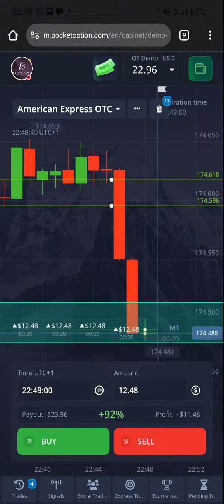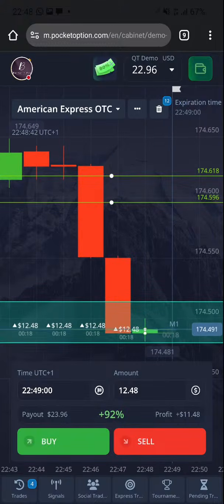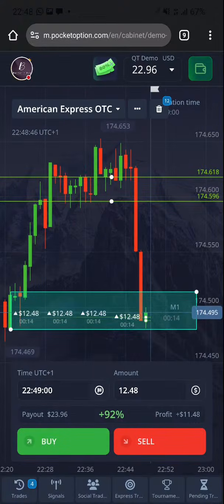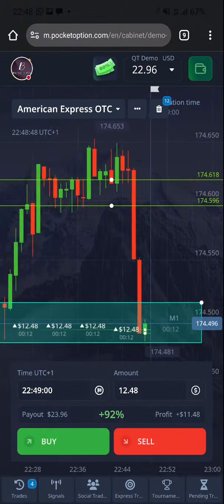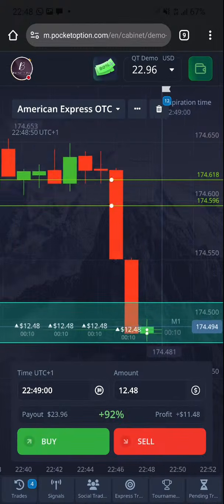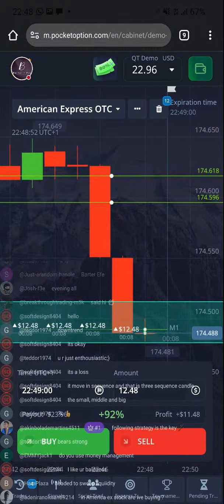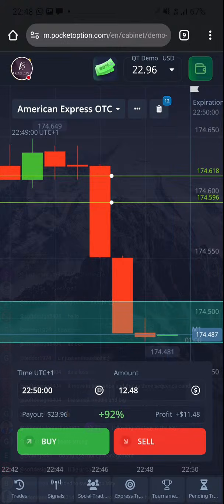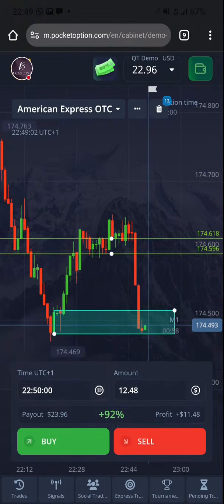So let's see if the buyers come in. I'm actually expecting the buyers to come in here. We're in the demand area already, and we've crossed this. Oh, come on. Can the buyers make it? Oh no, that was too close. No, they couldn't make it.